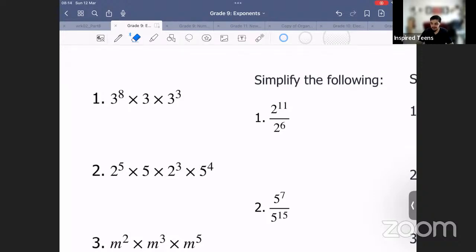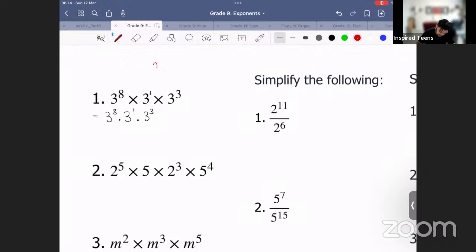Okay, so we're just asked to simplify the following. Right here we have 3 to the 8 times 3 to the 1. Whenever there's no exponent, it's an invisible 1, times 3 to the 3. Here I'm just going to write it with dots. Maybe some of you prefer the dot for multiplication. Now remember, exponent rule number 1.